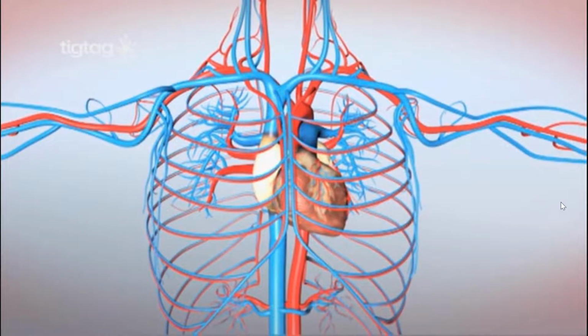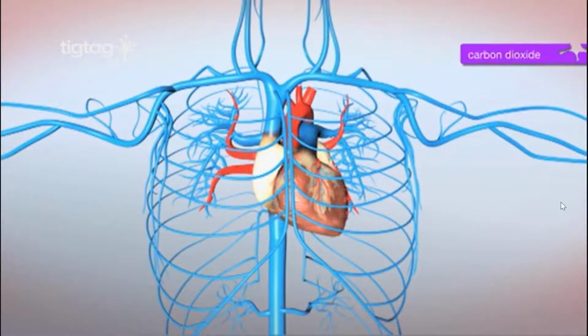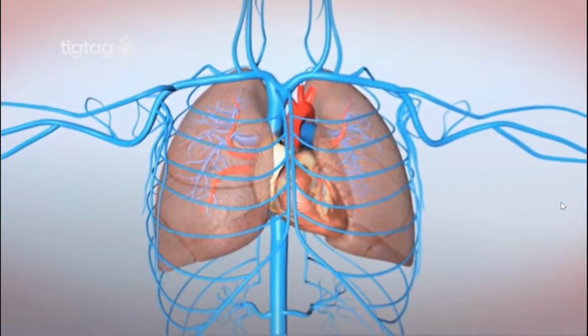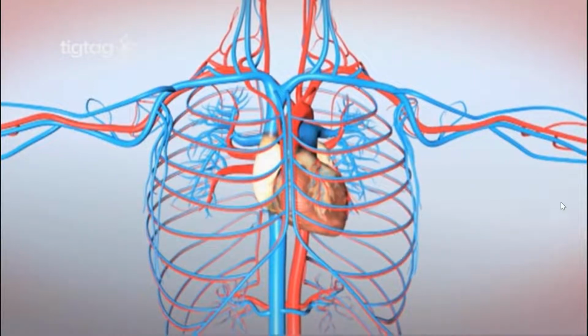The blood that flows back from these cells is rich in a waste gas called carbon dioxide. It returns to the right side of the heart through blood vessels called veins. The blood is then pumped to the lungs to get rid of the carbon dioxide and pick up more oxygen. Your heart and your blood vessels are known as your circulatory system.